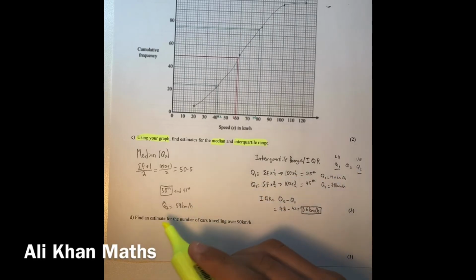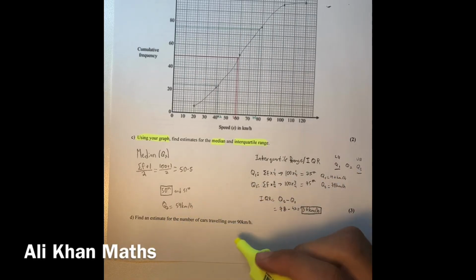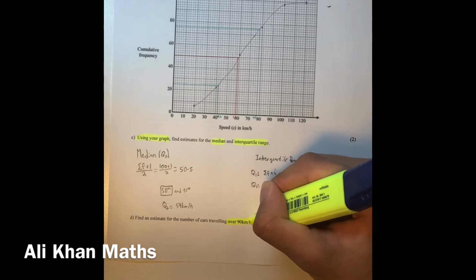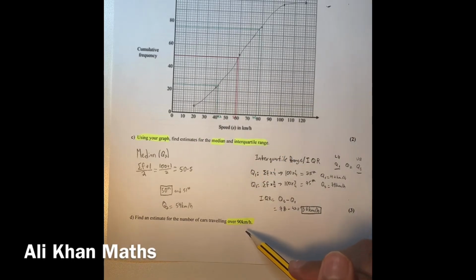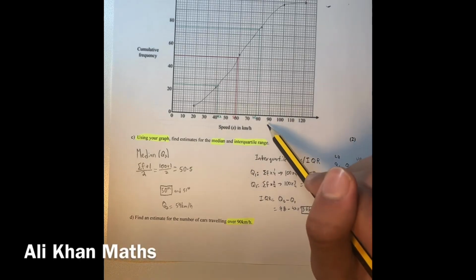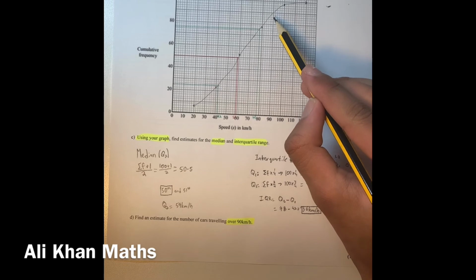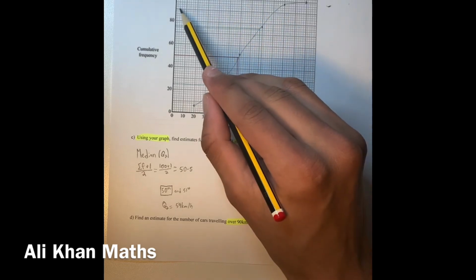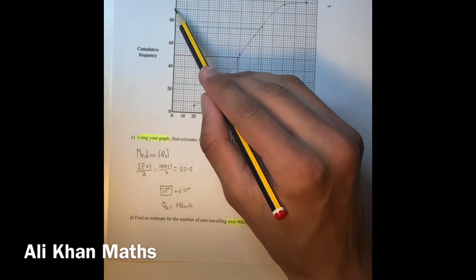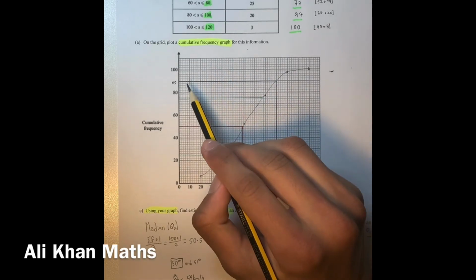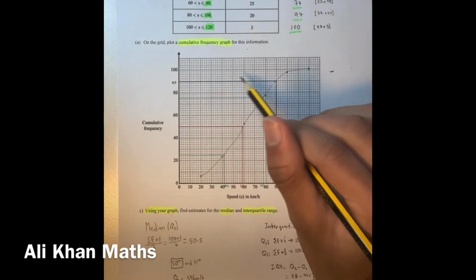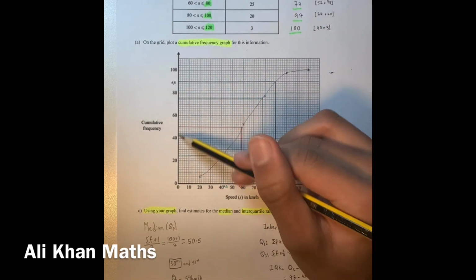The final part of this question asks us to find an estimate for the number of cars traveling over 90 kilometers per hour. This follows a similar technique to what we did for the previous question, except the other way around. Here we move to the 90 kilometers per hour mark on our x-axis, draw a line up to meet our frequency curve, then draw another line across to the cumulative frequency to find the value at that point. This tells us that by 90 kilometers per hour, there have been 90 cars recorded.